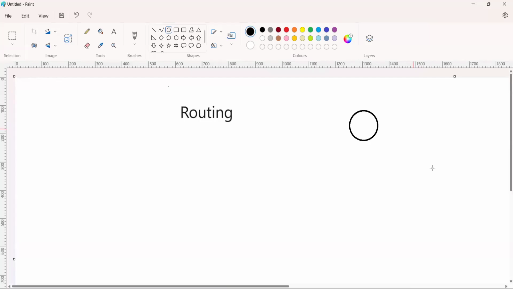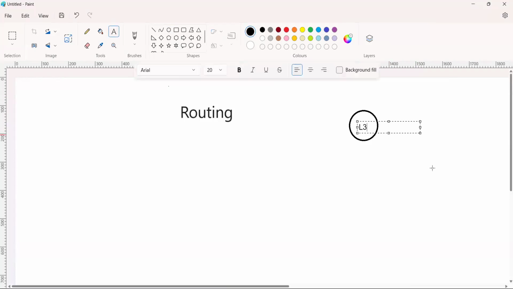Fine. The next topic is routing. Before that, we'll discuss L3 devices, that is, a router or a switch. What will happen in the routing table?